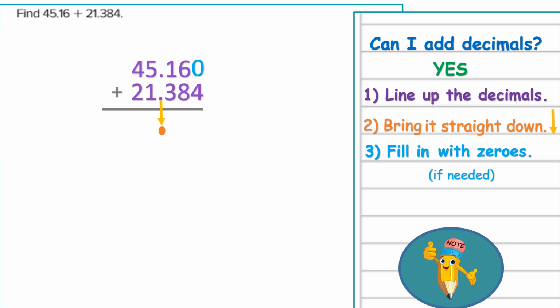Since there are 3 decimal positions in the bottom number, I need to have 3 decimal positions in the top number. My fourth step is simply, I'm now going to add. So I start to the far right, and I add 0 plus 4, which is 4. And then I add 6 plus 8, which is 14. I put down my 4, carry my addition of 1.